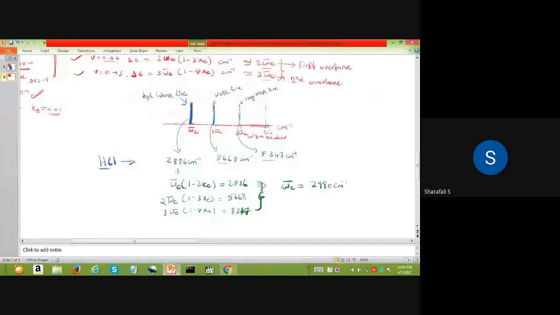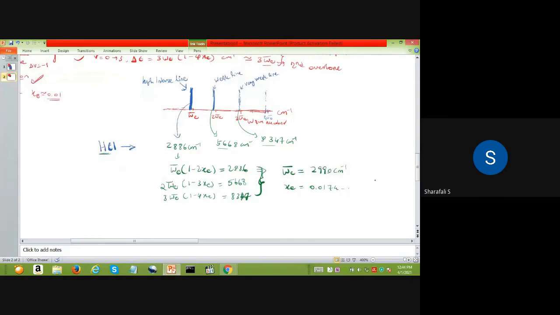And then we have this xe, that is the anharmonicity constant of HCl. That will come around 0.017 or so. So after analyzing the spectra of the HCl, we can get these values, xe and omega e bar. Okay. And what is the importance of this?